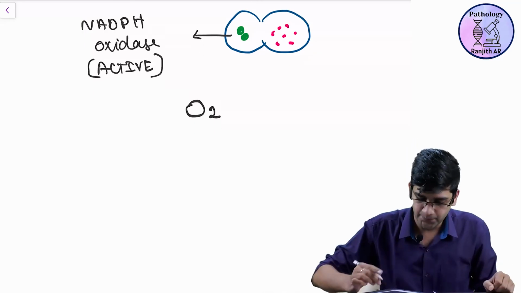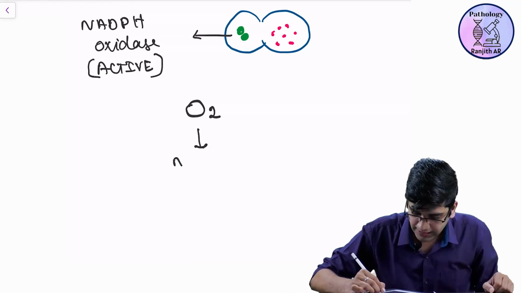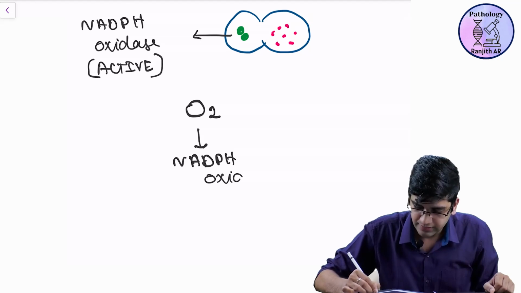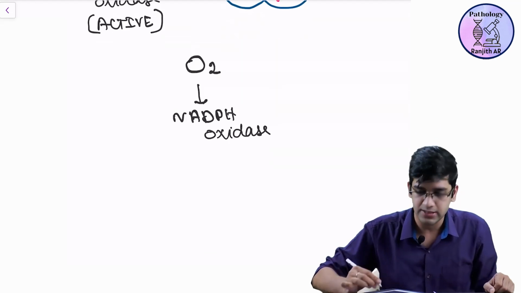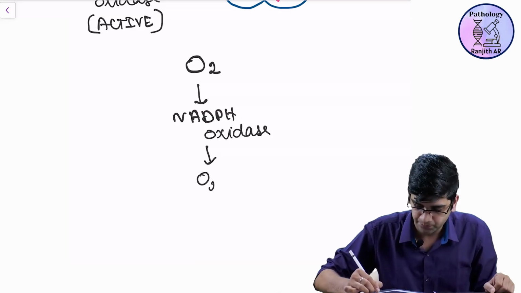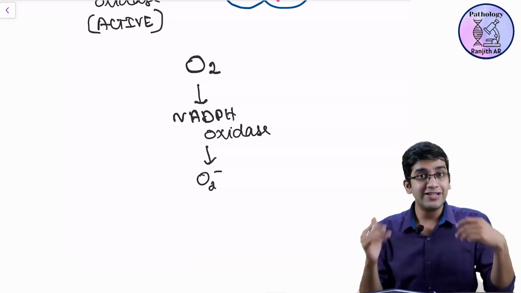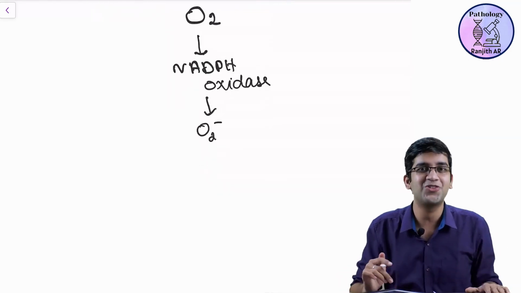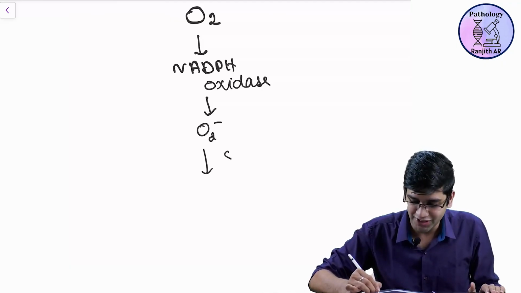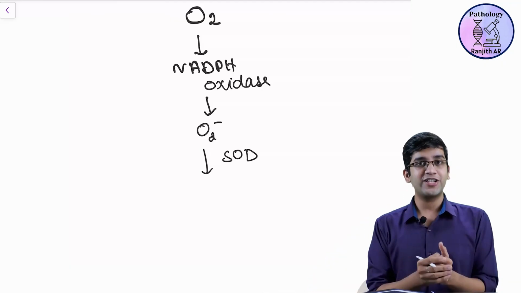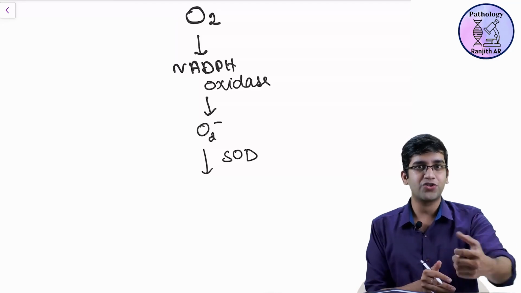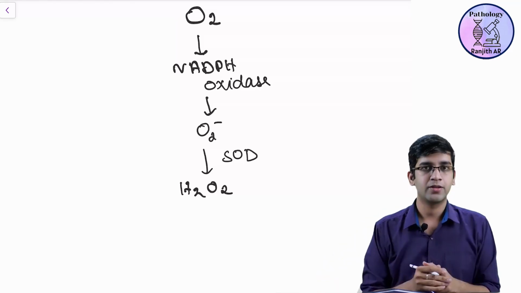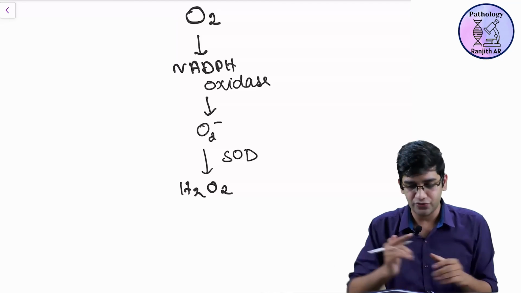When you have oxygen, I'm going to have NADPH oxidase. As the name says, it's going to oxidize it, so it's going to make superoxide. Fine. Whenever there is superoxide, which enzyme will come? Perfect. SOD, superoxide dismutase. Superoxide dismutase converts my superoxide into hydrogen peroxide. Very good. This hydrogen peroxide is also a free radical.